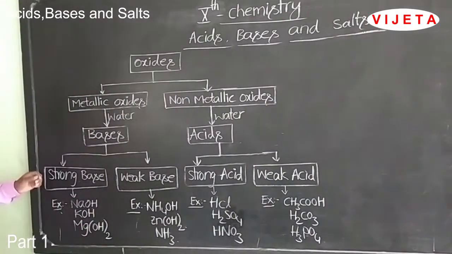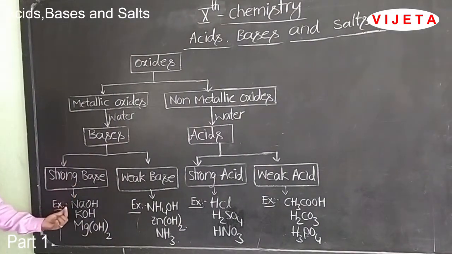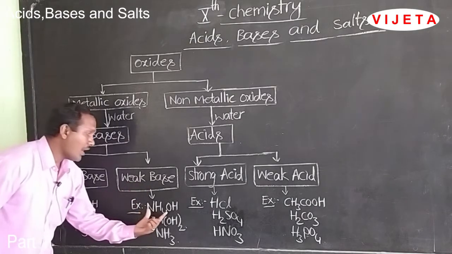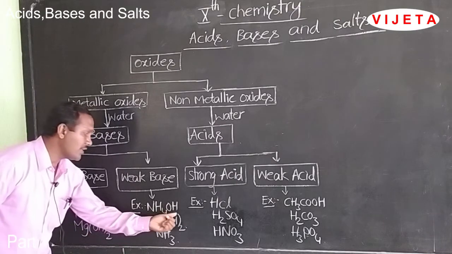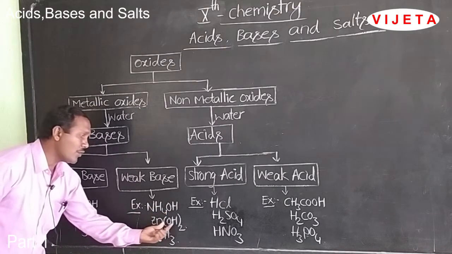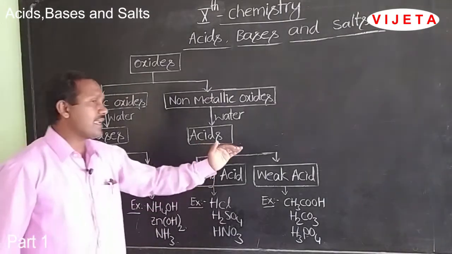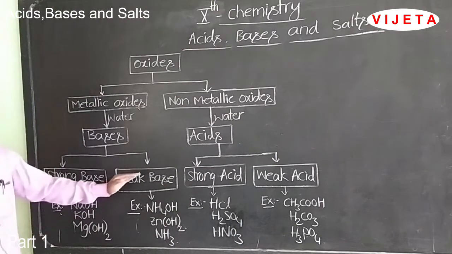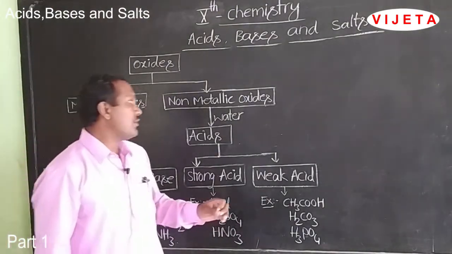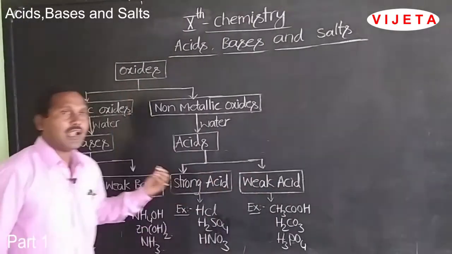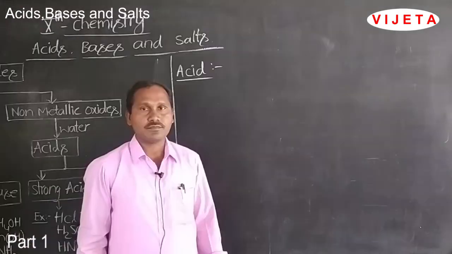In the same way, strong bases: some of the examples are NaOH, KOH, Mg(OH)2. Some examples of weak base: ammonium hydroxide, that is NH4OH, zinc hydroxide, Zn(OH)2, and ammonia. So first I would like to explain strong acid, strong base, weak acid and weak base.